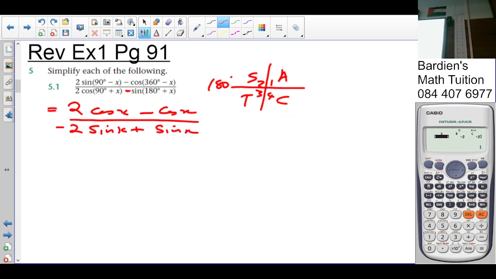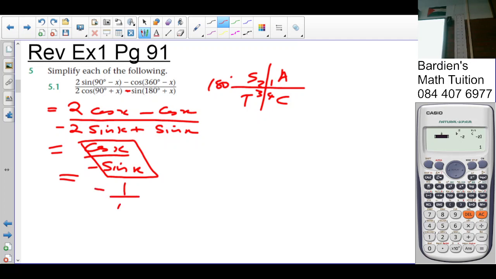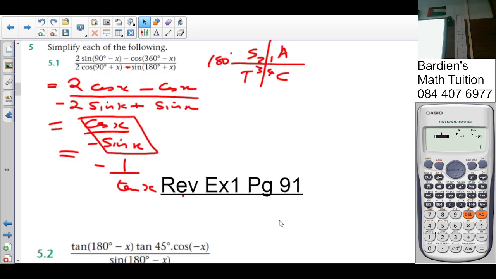Okay. So what we have is 2 cos x minus cos x, which is going to give you cos x, over negative 2 sin x plus sin x, which is going to give you negative sin x. So what's cos over sin? What's sin over cos? Tan. So what is cos over sin? 1 over tan. So it's negative 1 over tan. Is that correct?